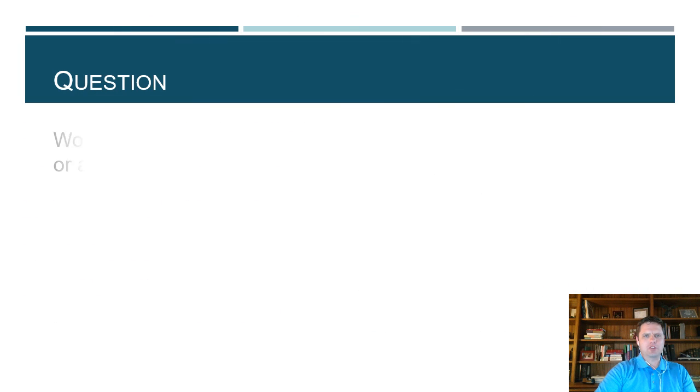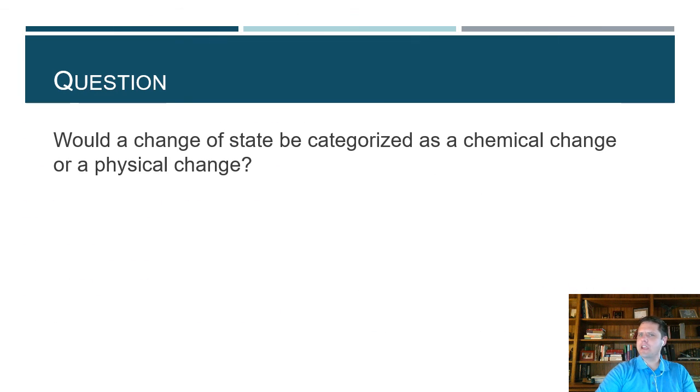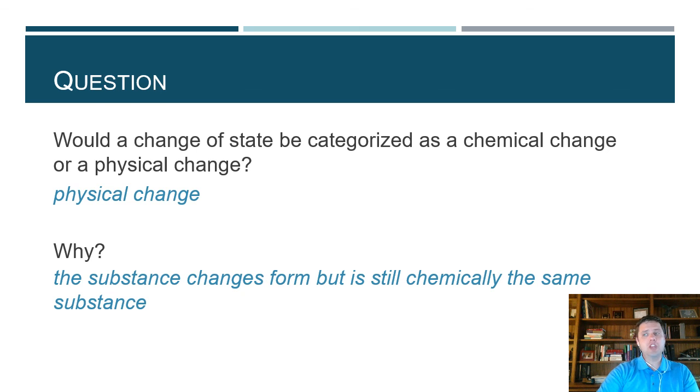And I close with one last question. Would a change of state be characterized as a chemical change or a physical change? I've repeated this a couple of times in this lecture. When we change state, when we go from liquid to solid or solid to gas or any of the other combinations, it is not a chemical change. It is a physical change. Why? Because the substance changes form, but it is still chemically the same substance.